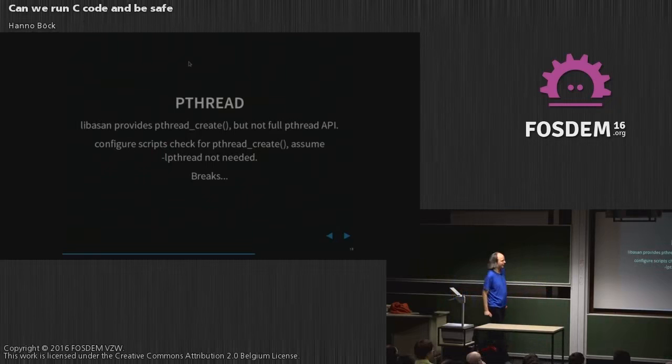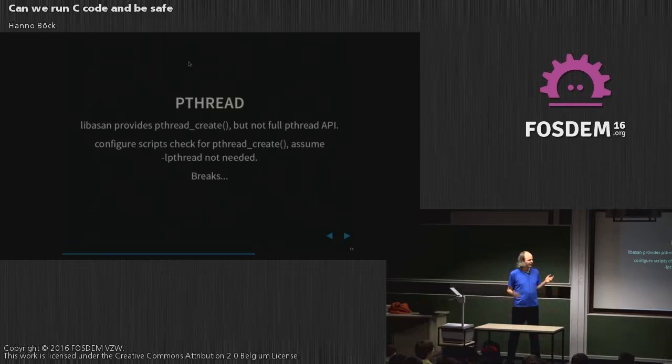Then this was kind of tricky to debug, to find out what was actually going on. With libpthread, the problem is that the address sanitizer library is providing some pthread functions because it's hooking them to record what memory is accessed, but not all of them. So what happens is that a configure script checks if pthread_create exists, and it says, okay, this function exists, I don't need to link the library in because it's already available. But then the compilation breaks because the other functions are not available.